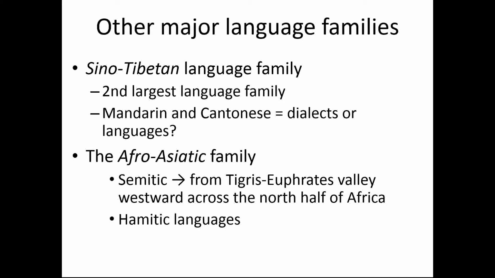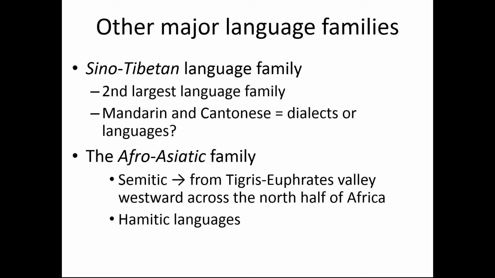So our dialects we assume to be mutually intelligible, all right, and then languages are not. So Mandarin and Cantonese are not, when you speak them, mutually intelligible. However, both use the same writing. And so this becomes an interesting discussion as to whether these are separate languages or just dialects of a language.